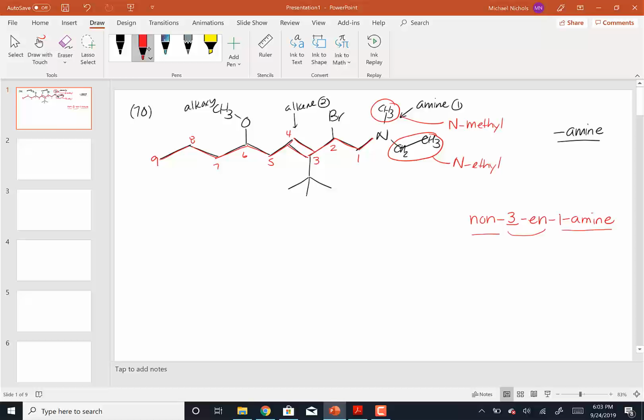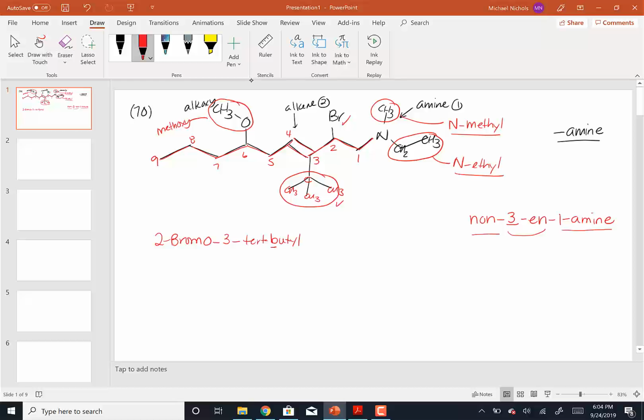Now, as far as the rest of this goes, we have a bromo at 2, so we've got a 2-bromo. So that takes care of that one. We have this group right here, which would be a carbon with 3 CH3s. And so that's going to be a 3-tertiary butyl, because it's alphabetized on B. Then this group over here is an alkoxy where there's a methyl group, so this is going to be a methoxy group. And that is the last substituent, except for the N-methyl and N-ethyl.